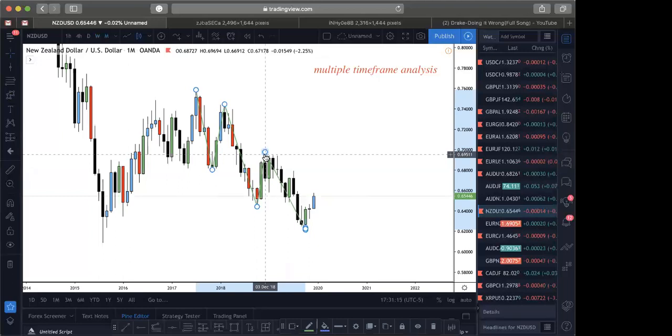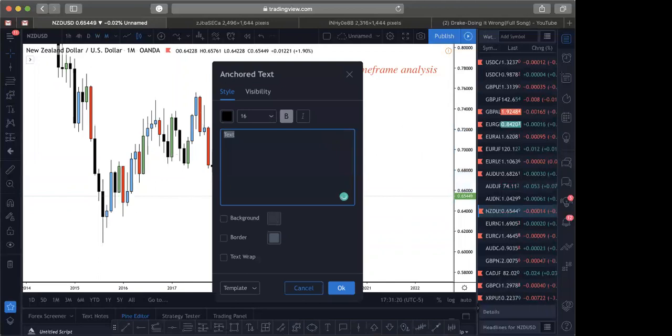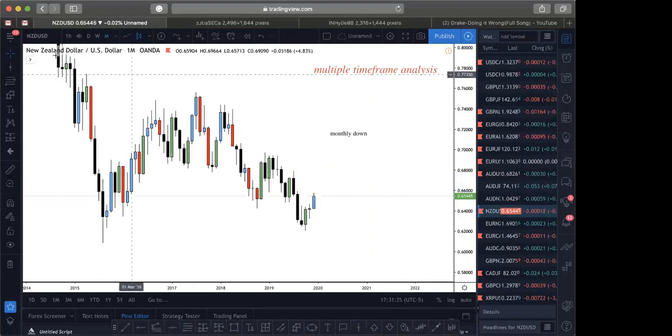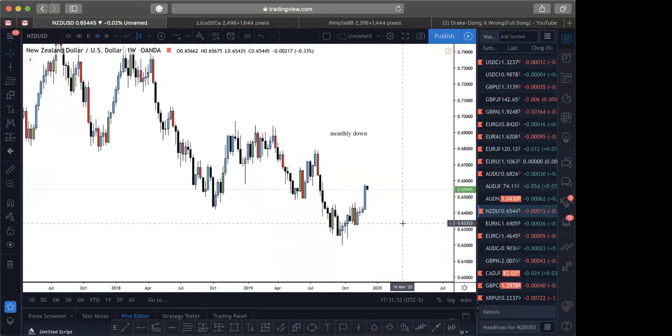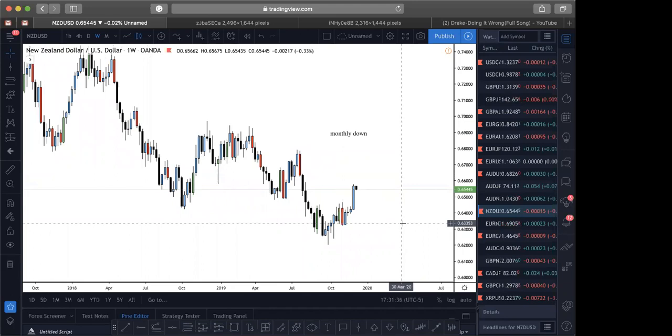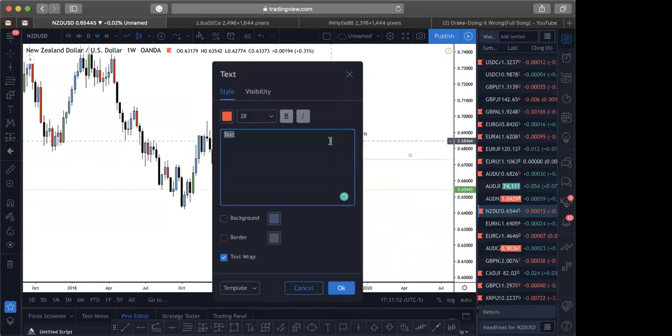So I'm going to erase this and I'm going to drop this right here, and let's see, monthly, right? Just to keep notes. So then we hop on the weekly chart now and we just have a look and see what the weekly time frame is telling us. The weekly time frame is telling us that we are in a weekly downtrend, right? So far we have two time frames pointing bearish.